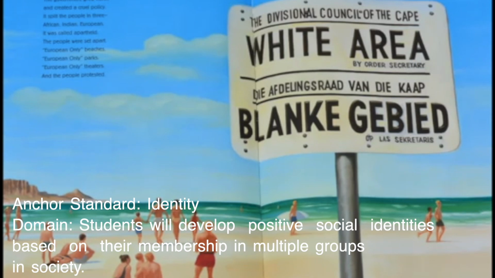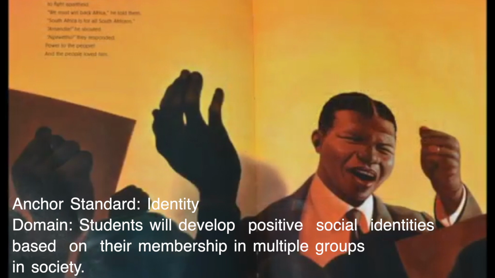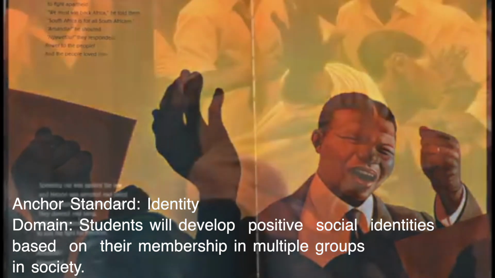European-only beaches, European-only parks, European-only theaters. And the people protested. Nelson organized rallies to fight apartheid. "We must win back Africa," he told them. "South Africa is for all South Africans." "Mandela," he shouted. "Ngowetu," they responded. "Power to the people." And the people loved him.